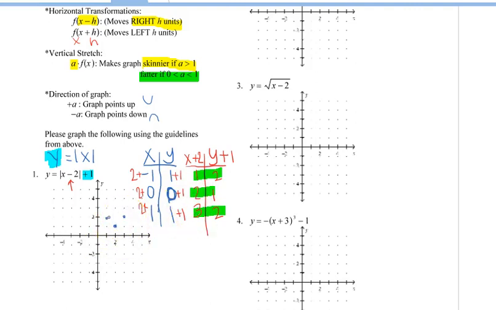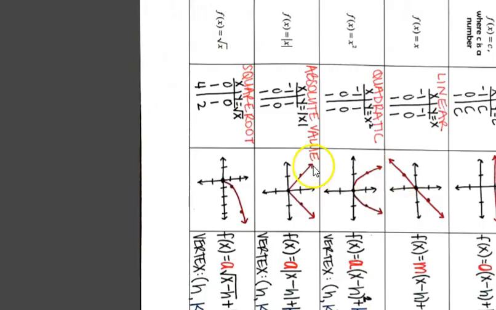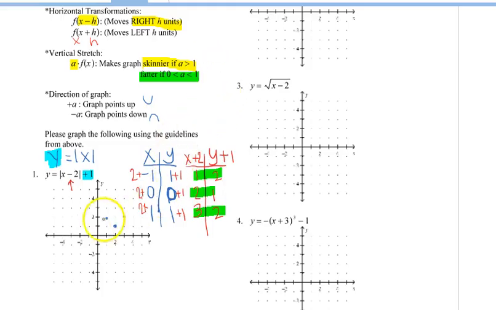Okay, now remember from my parent function over here, it is a straight line on both sides. It's a V that it makes. So when you go and you connect the dots, you better make the same V: straight line down this way and straight line up that way. So there's that side, and there's that side. Okay, and that's your final graph.